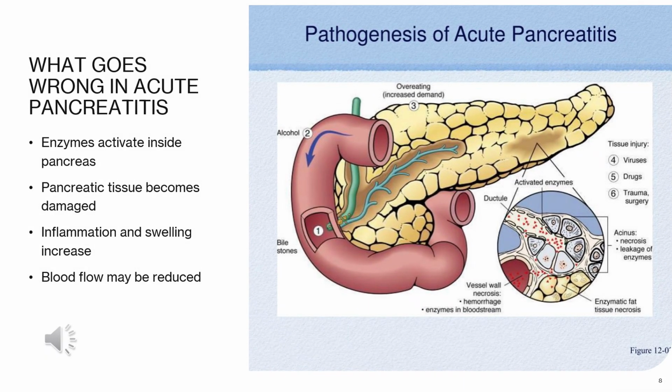In acute pancreatitis, something triggers the digestive enzymes to activate inside the pancreas instead of the small intestine. When this happens, the enzymes begin breaking down the pancreatic tissue, causing inflammation and swelling. The swelling can compress blood vessels, reducing blood flow and worsening tissue damage. This process is often described as the pancreas digesting itself, which explains why the condition can become severe so quickly.